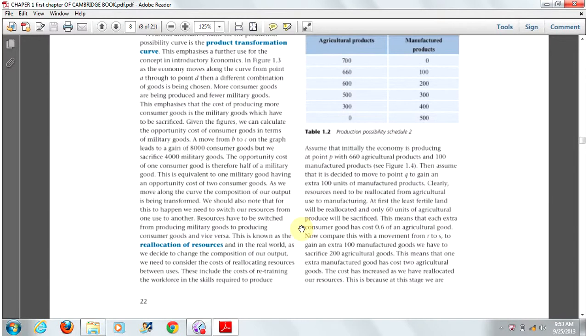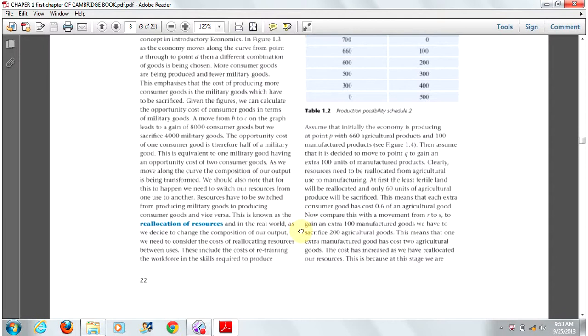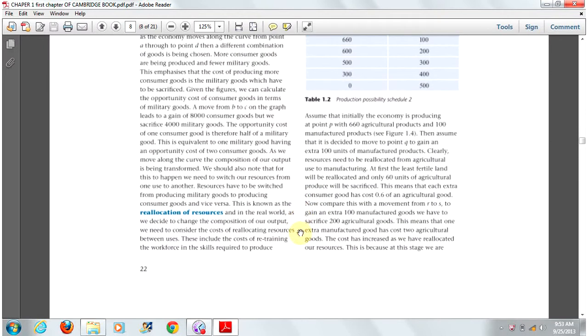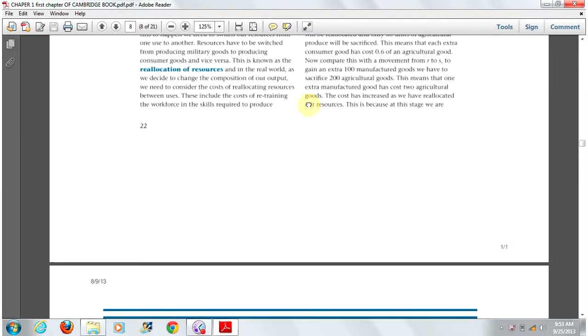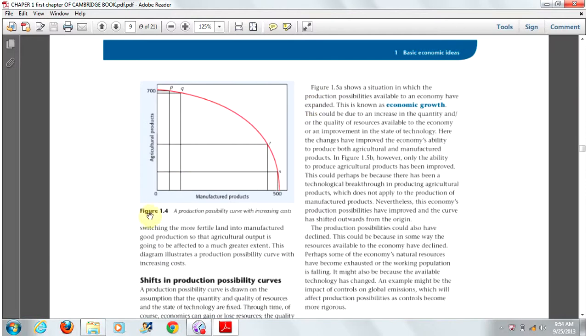Now compare this with the movement from R to S to gain an extra 100 manufactured goods. We have to sacrifice 200 agricultural goods. This means that one extra manufactured good costs two agricultural goods. The cost has increased as we have reallocated our resources. This is because at this stage, we are switching the more fertile land to manufactured good production, so the agricultural product is going to be affected to a much greater extent. This diagram illustrates a production possibilities curve with increasing costs.